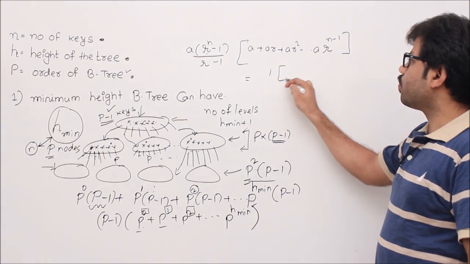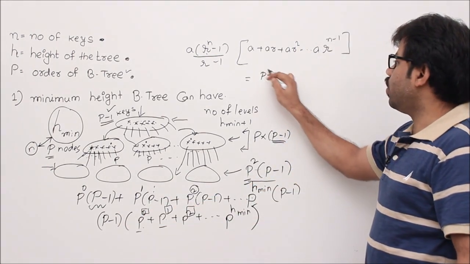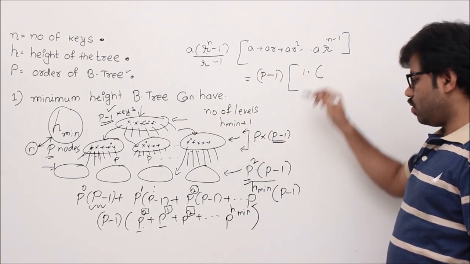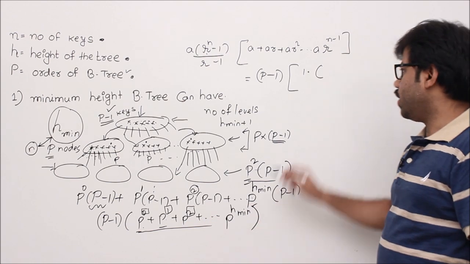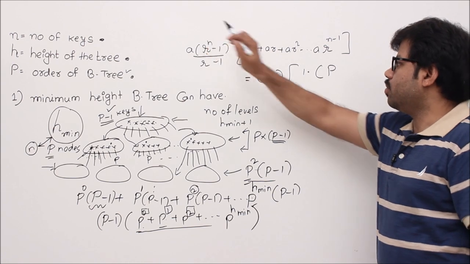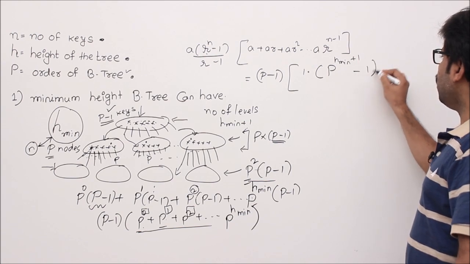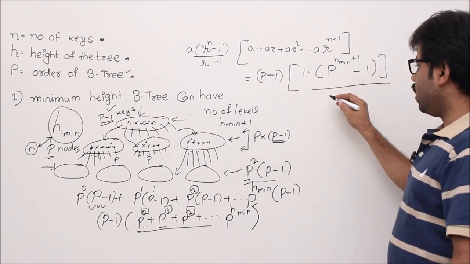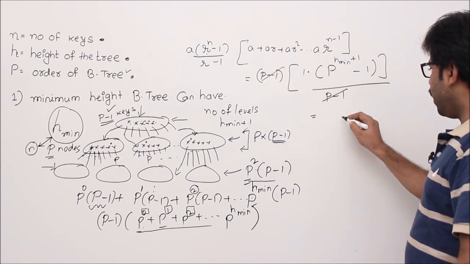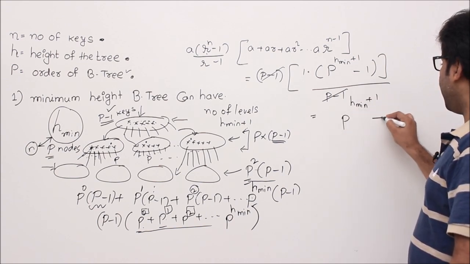So 1 into, before that, one more thing, we have p minus 1, write it, p minus 1 into this one, the remaining thing. a, what is the first term? 1 into, so in this sequence the ratio is p. The number of terms is h min plus 1, minus 1, by r minus 1. Here the ratio is p minus 1, so p minus 1 gets cancelled. Then you get p power h min plus 1 minus 1, right?